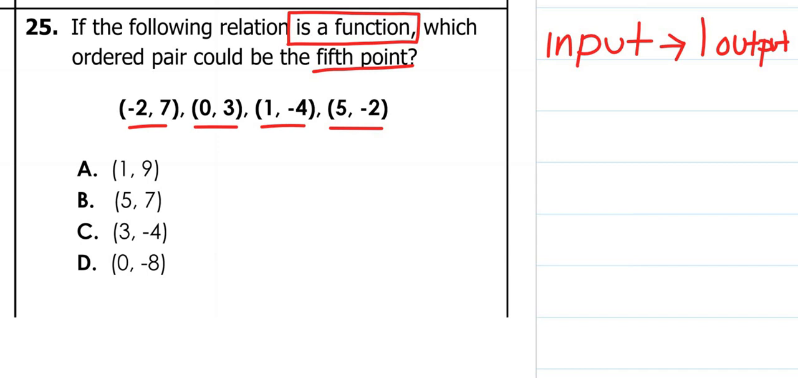So we cannot repeat our x values, -2, 0, 1, 5. We can't repeat them and then give a different y value than is already here. So I can't repeat, for example, -2 and then give a different y value than is already here.